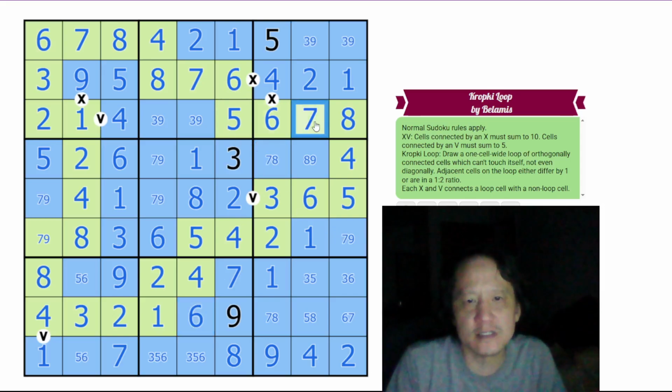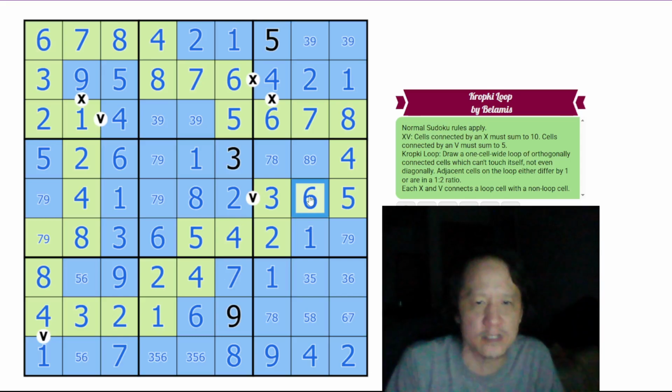Okay. 6 is consecutive with 7. 7 is consecutive with 8. 8 is in a 1 to 2 ratio with 4. 4 is consecutive with 5. 5 is consecutive with 6. 6 is in 1 to 2 ratio with 3. 3 is consecutive with 2. 2 is in a 1 to 2 ratio with 4. 4 is consecutive with 5. 5 is consecutive with 4. 4 is in a 1 to 2 ratio with 2.